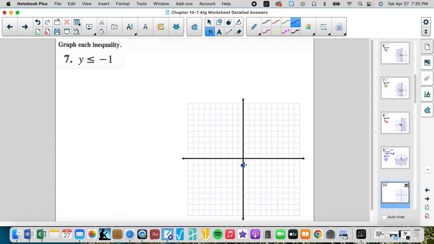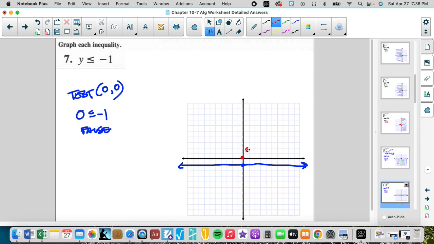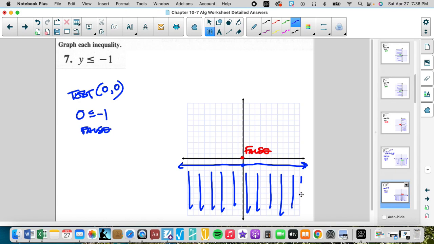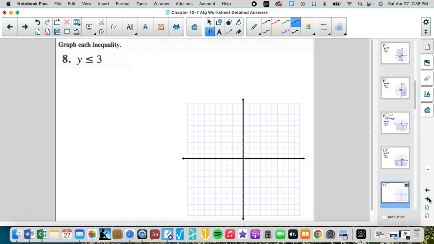It's going to be a closed circle on y, and we're going to have a solid line. All my points have a y value of -1. Let's test the point 0, 0. Is 0 less than or equal to -1? That would be false. So this point is false, and all the points on that side of the boundary are false. Isn't that interesting? And I do a perfect check mark. Wow, are all these going to be like this? I mean, this is a little over the top.